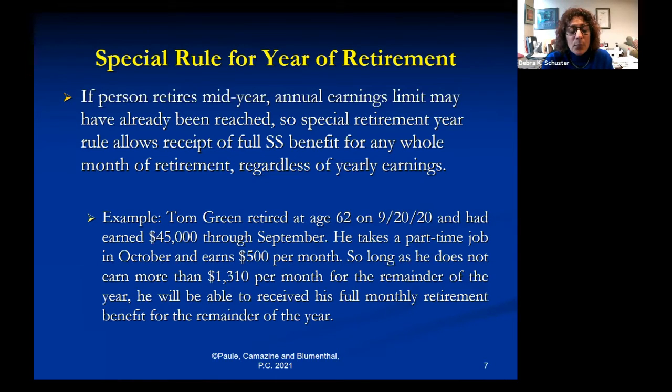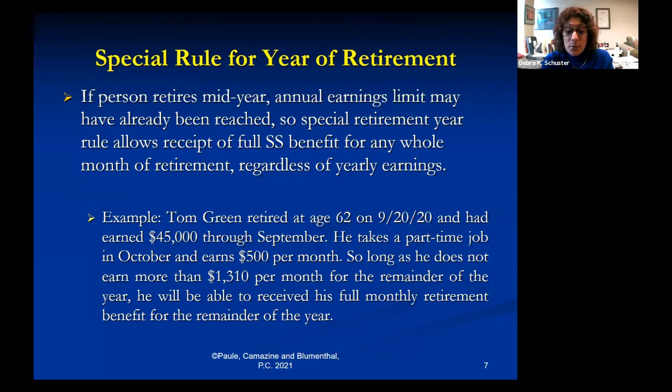So, for example, Tom retires at age 62 on 9/20 of the year 2020, and earned $45,000 through September. He takes a part-time job in October and earns $500 per month. So long as he doesn't earn more than $1,310 per month, that number is very significant because that is what Social Security deems substantial gainful employment. If someone exceeds that amount, they cannot collect Social Security retirement unless they're of normal retirement age.